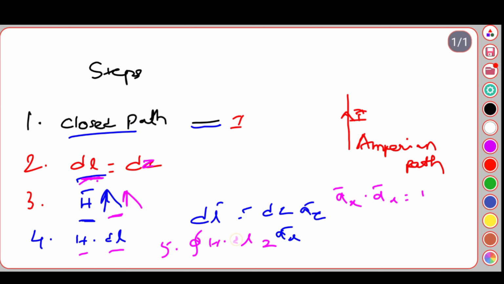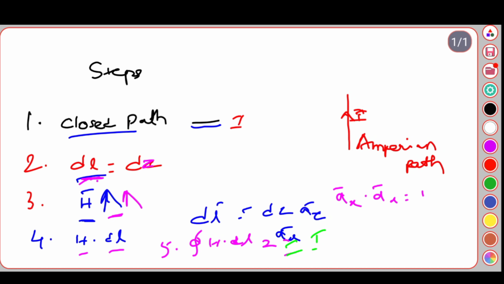H dot dl equal to current, or equate it into current. H dot dl equal to I. These are the steps to be followed for applying Ampere's circuital law. Solving this for H bar, we get the required magnetic field intensity due to the direction of current.